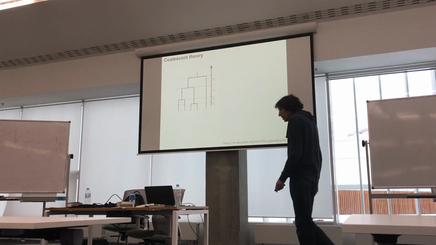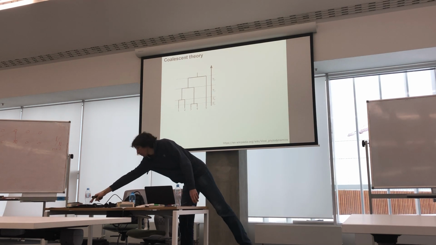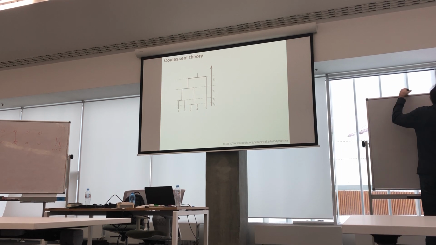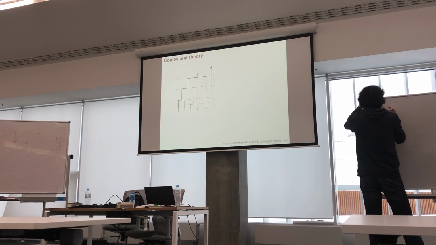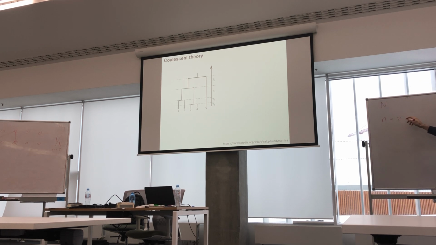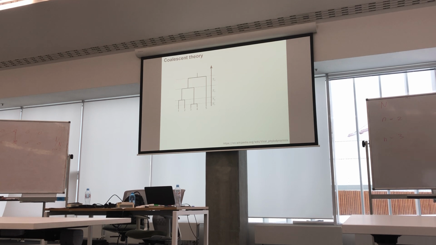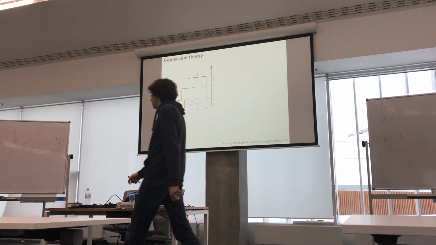Okay? So, if there are 3 individuals, so for 2 individuals, we still have the population size n, but now we have different sample sizes. For 2 individuals, we have this coalescent process proceeding at the rate of 1 over n. What about 3 individuals? What will be the rate of 3 individuals?